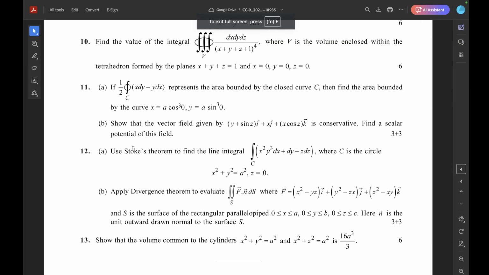Question 12a. Use Stokes theorem to find the line integration over C of x square y cube dx plus dy plus z dz, where C is the circle x square plus y square equals a square, z equals 0.